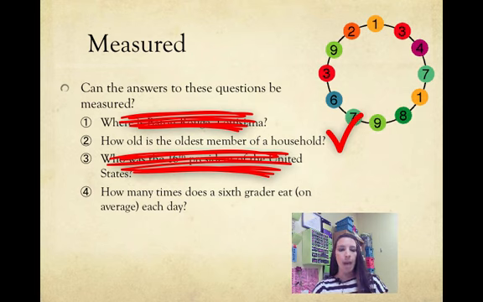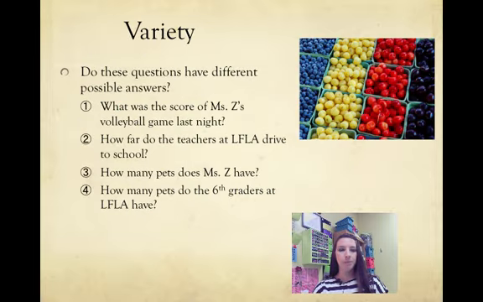be measurable. And how many times does a 6th grader eat on average every day? 3, 4, 5. Those are numbers, so that works. Variety just means that the questions can have different answers for different people.